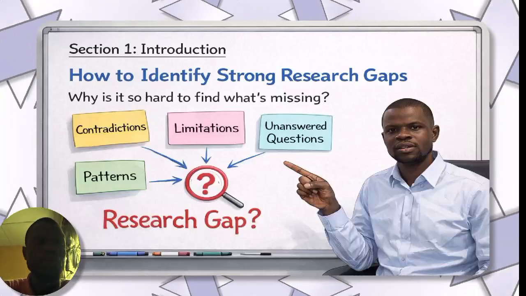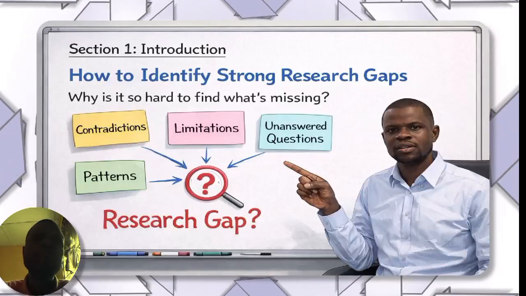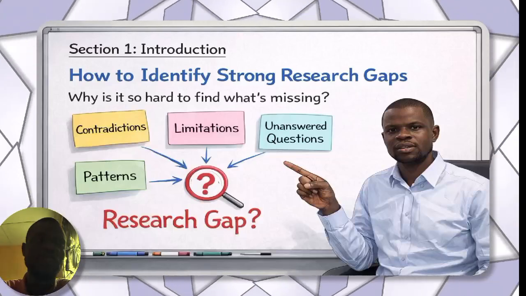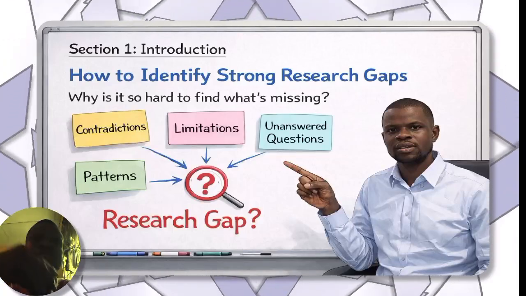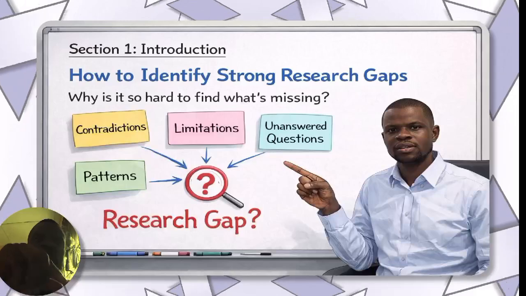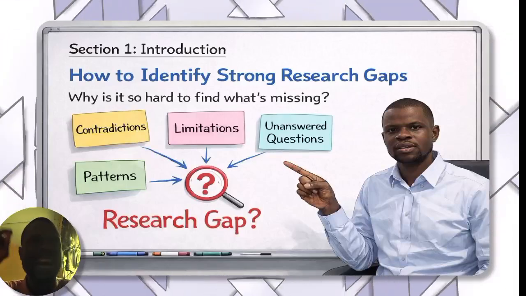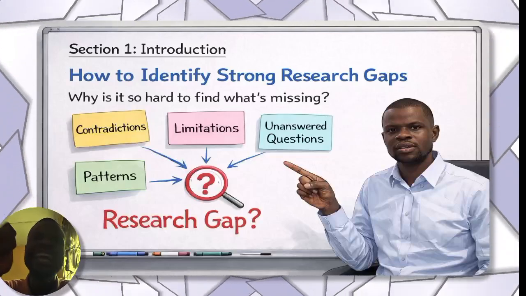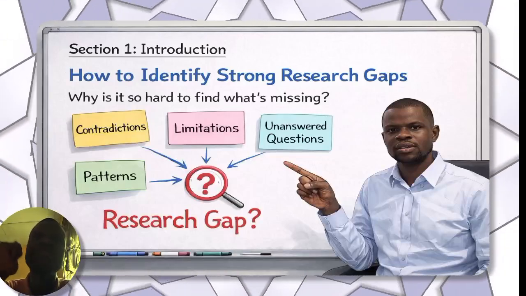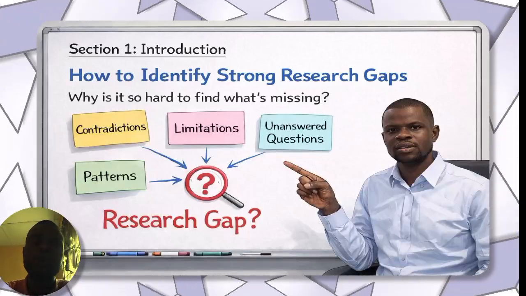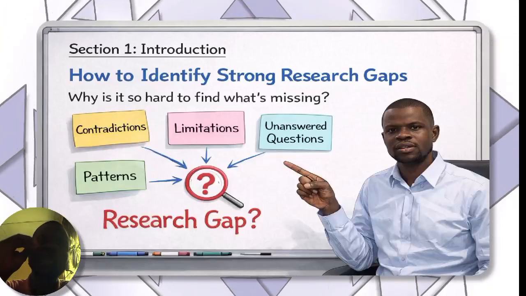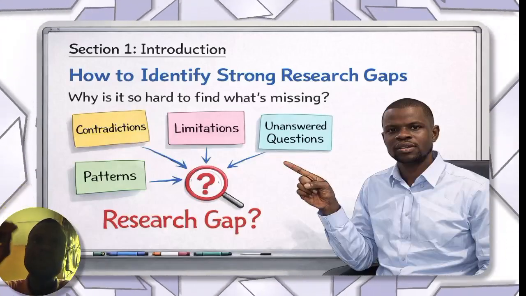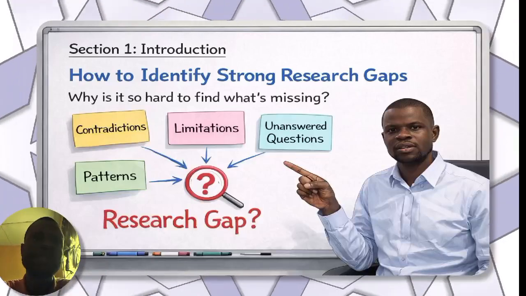So the first question you need to answer is, what is a research gap? Although different scholars have defined it in different ways, our definition is: a research gap is an issue, a problem, or an area that existing studies have not fully explained or solved. It means a problem that is yet unsolved. In simple terms, it is something researchers still do not clearly understand.